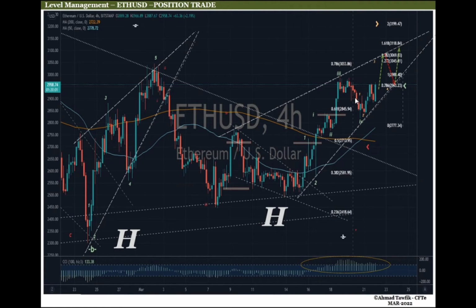Alright, so this is the 4 hour chart for Ethereum. Just like with Bitcoin, we're showing the last two ending diagonals. There is a fractal, definitely. There was a 1, 2, 3, 4, 5. This should have been the primary motive growth wave. It did a very big correction and was time prolonged.